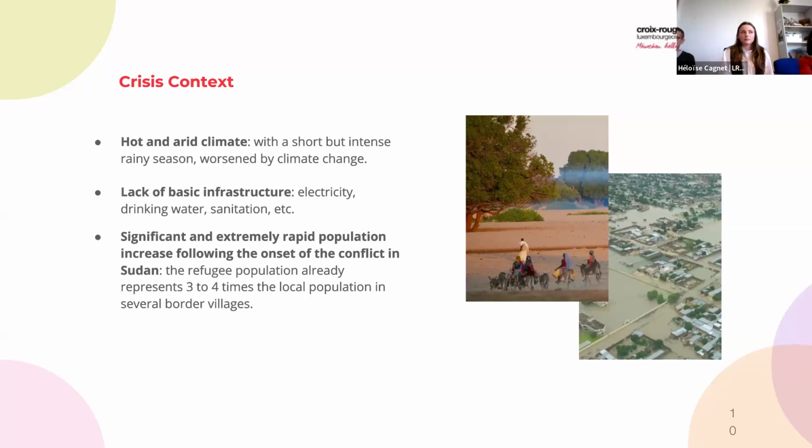And there's also a significant and extremely rapid increase of the population. In many of the bordering villages, the Sudanese refugees are now sometimes 3 to 4 times the size of the local Chadian population, which creates added challenges to the already lacking infrastructures and impoverished markets that exist in the region.